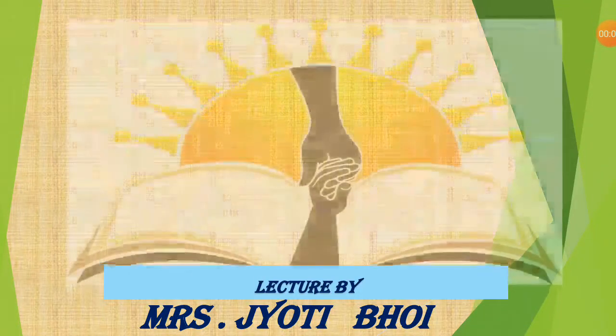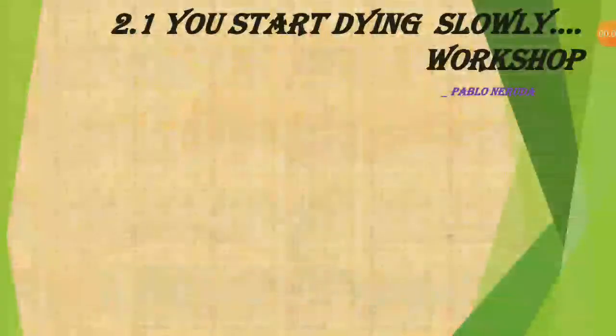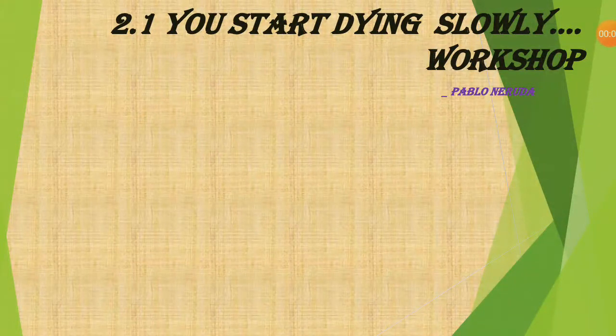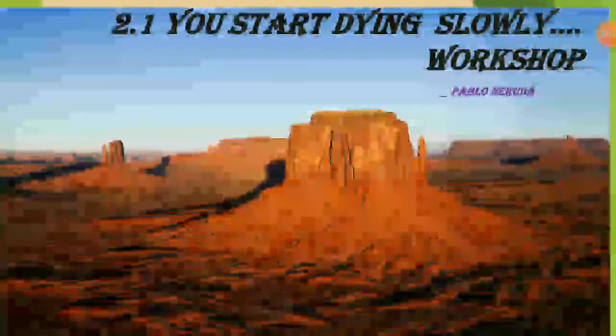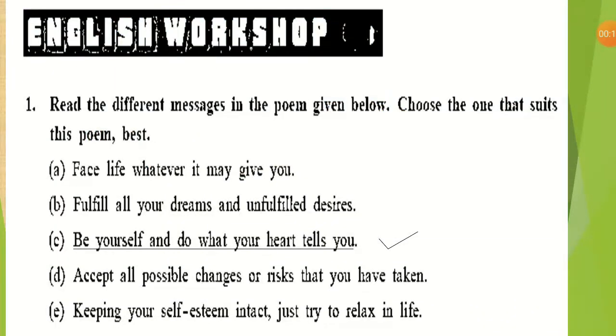Hello friends, let's start with the workshop of the poem You Start Dying Slowly. Up to now, we had seen the explanation of the poem and the chit-chat activity of the poem. Here, in the first activity, you have to choose a suitable option for the poem. See, third or C is a suitable option. Be yourself and do what your heart tells you.